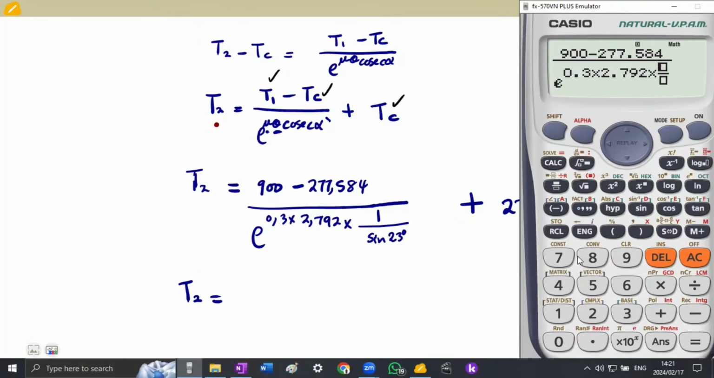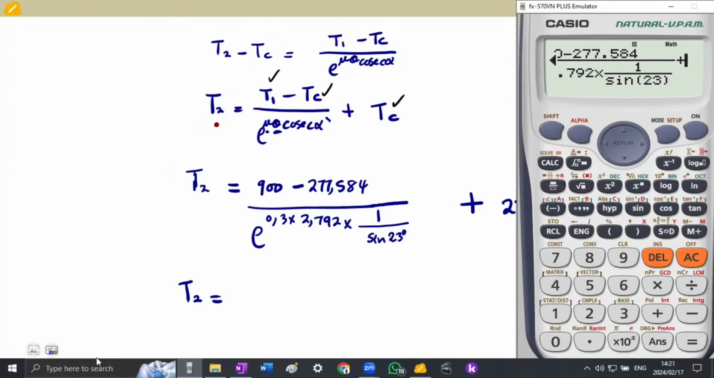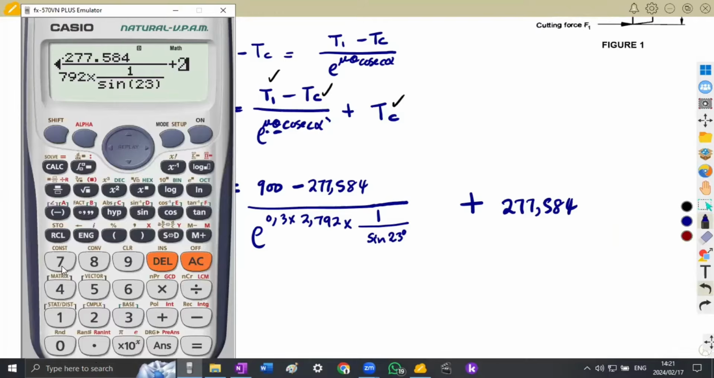So it's 1 over the sine of 23 in degrees. Then move aside, all right? We have to move again, we are here now. So you can add this one, the 277, whatever value you have here, 277,584. All right, this is what we are having in this case.